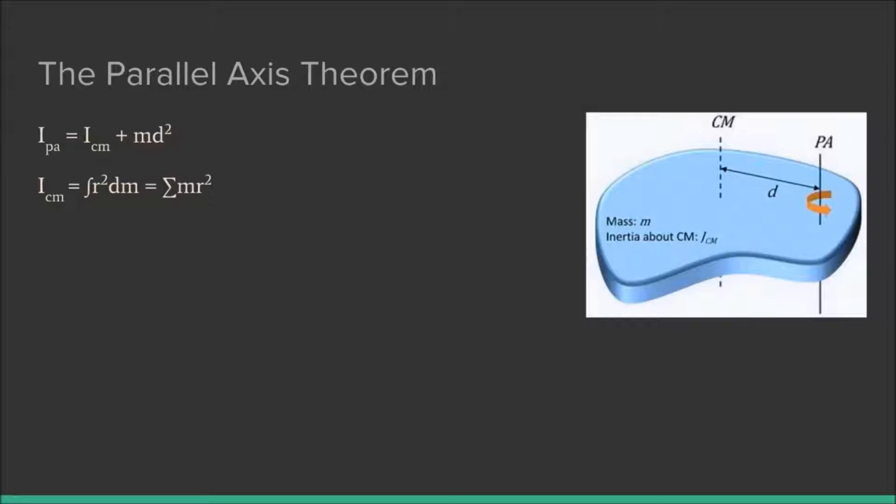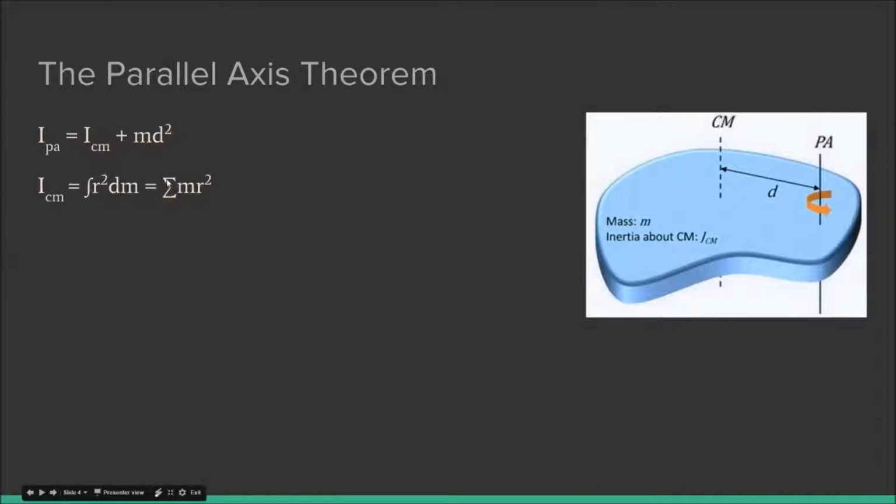So the parallel axis theorem states that for an object rotating about an axis not at the center of mass, the inertia about the parallel axis is equal to the inertia about the center of mass plus the mass of the object times the distance squared, and this distance is just the distance between the center of mass and the parallel axis. So we can find the inertia about the center of mass of an object by using the integral of r squared dm, which is just what I showed you, and we called this x in the previous slide.